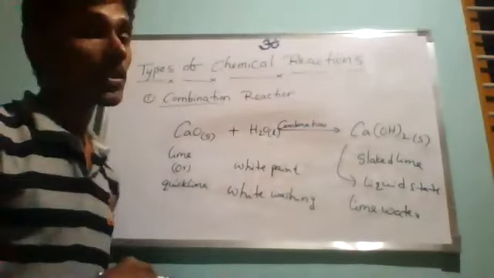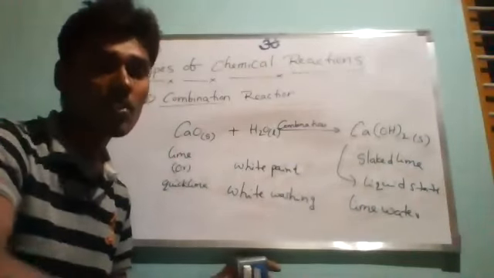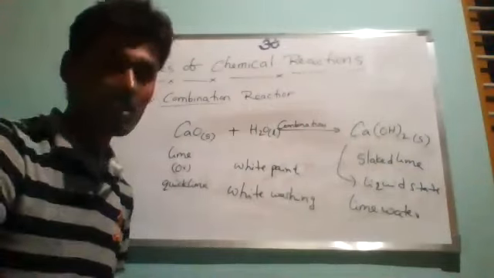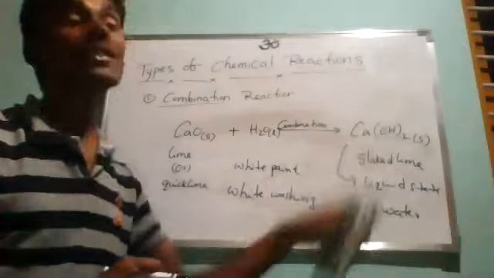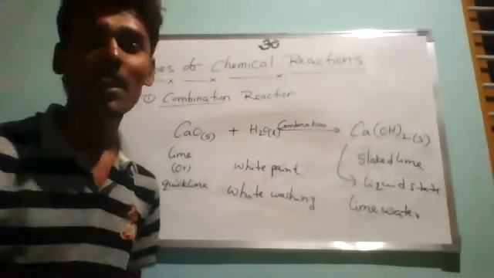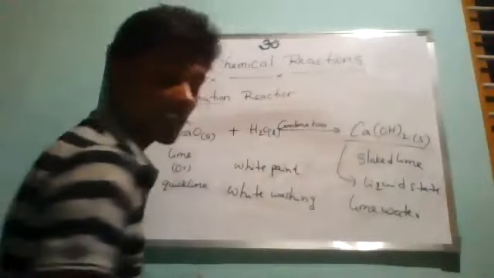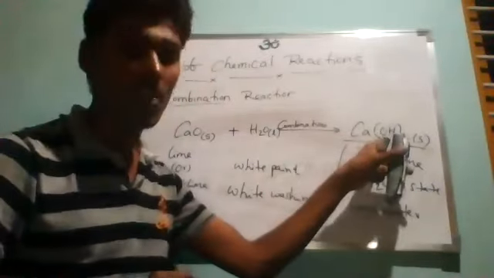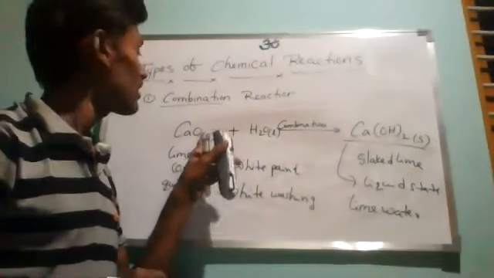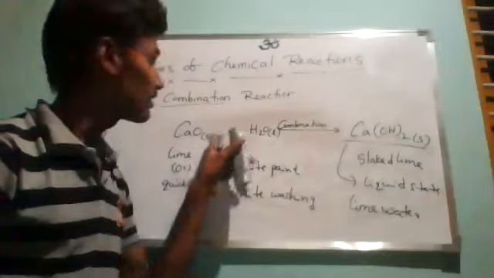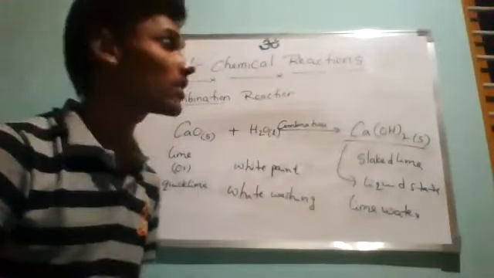You can observe that when a painter comes to paint your house walls, he dissolves some white powder in water and brushes it onto the walls. That is calcium hydroxide only. This calcium hydroxide will never form directly. We know that calcium hydroxide is formed by combining calcium oxide with water, and they form calcium hydroxide.